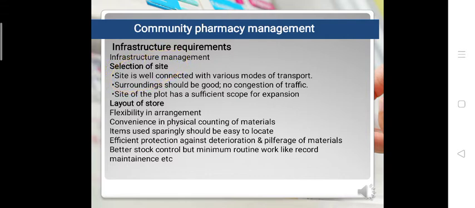If you don't have a good site, then nobody is going to come, because nobody can park on the road, right? So they need to have a facility which can be provided to the customer. So you need to select a good site.